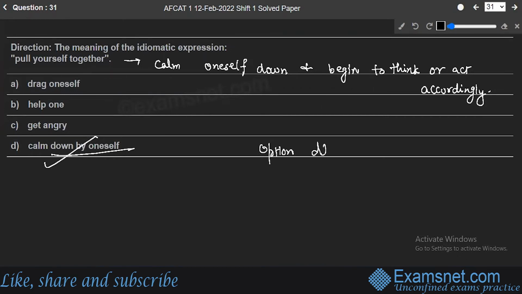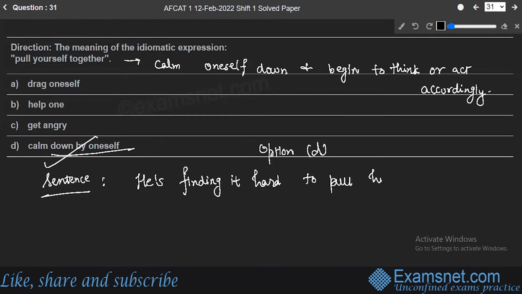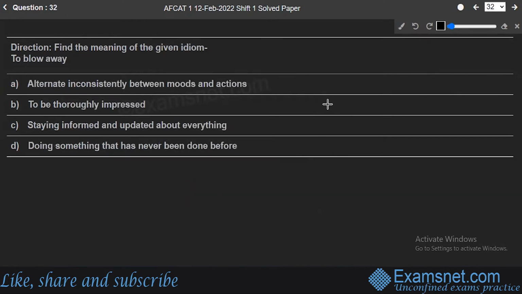Option D. Let's see a sentence also so that things will be more clear. He is finding it hard to pull himself together after the accident. Right? So this is clear. Let's move. Next question. Question number 32.